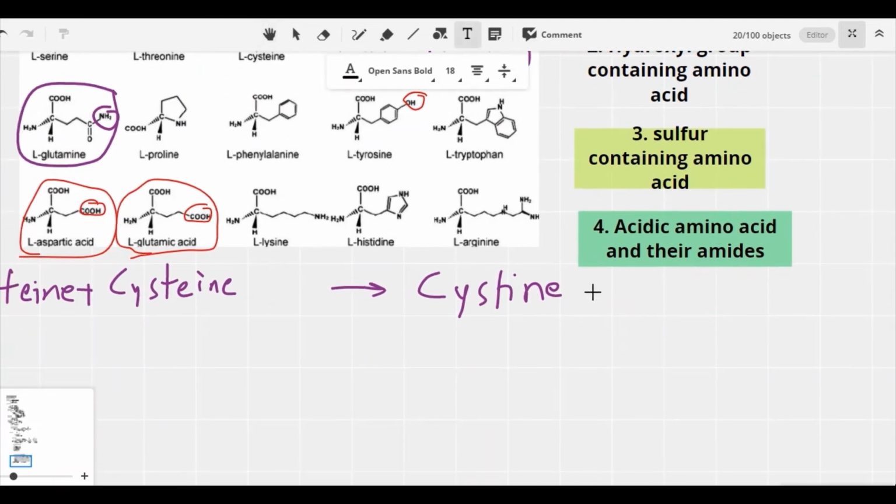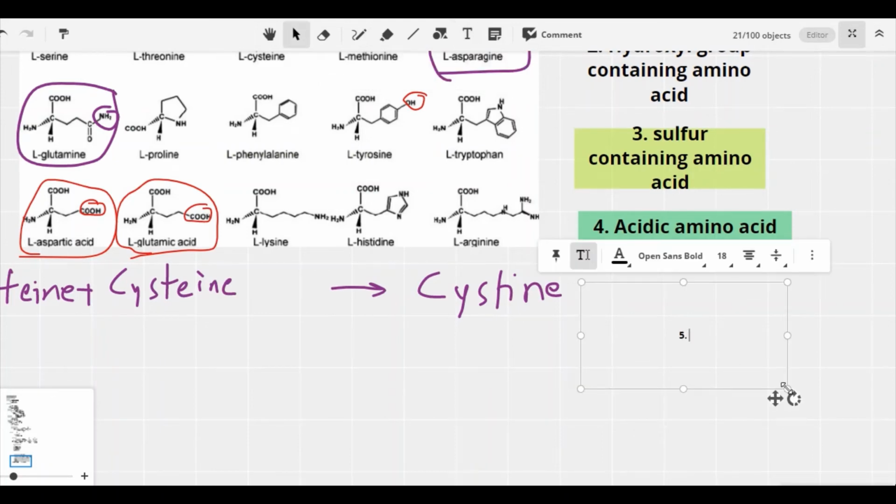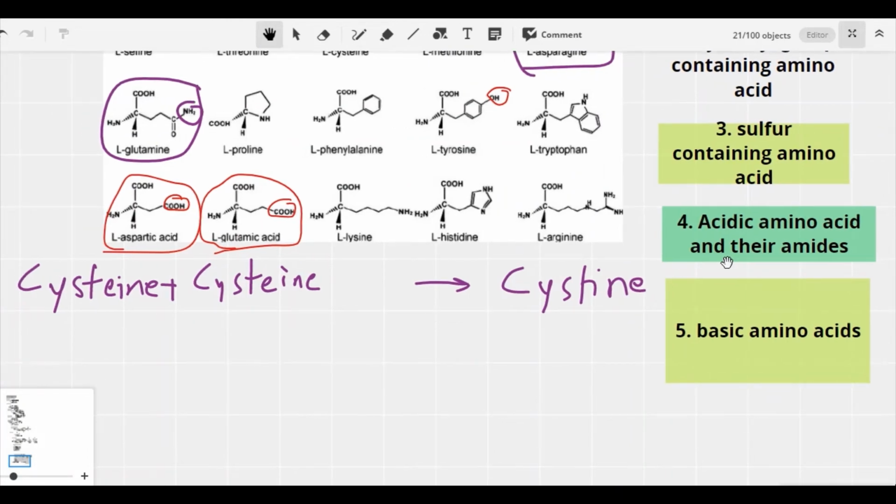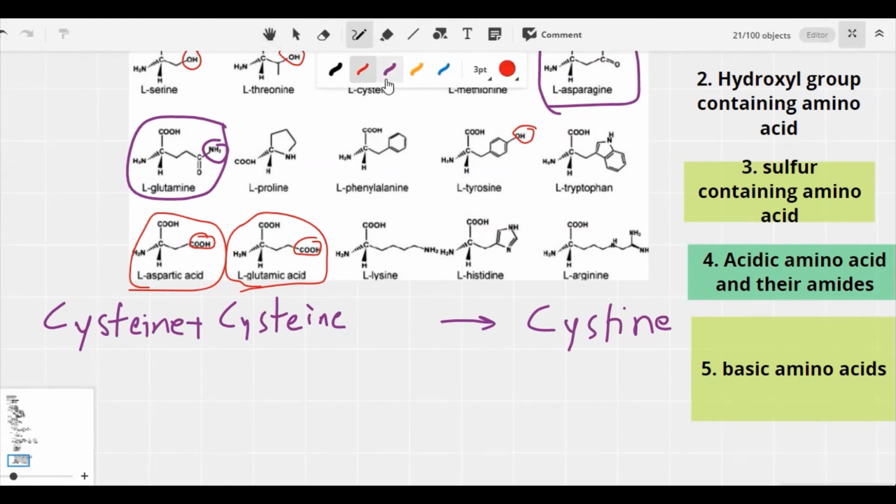Now the fifth one is basic amino acids. As discussed about the acidic amino acids, now we are going to discuss the basic. There are three amino acids that are basic in nature. These are lysine, which I am going to circle with yellow color, then the next one you can see here, histidine, and the third one, arginine.